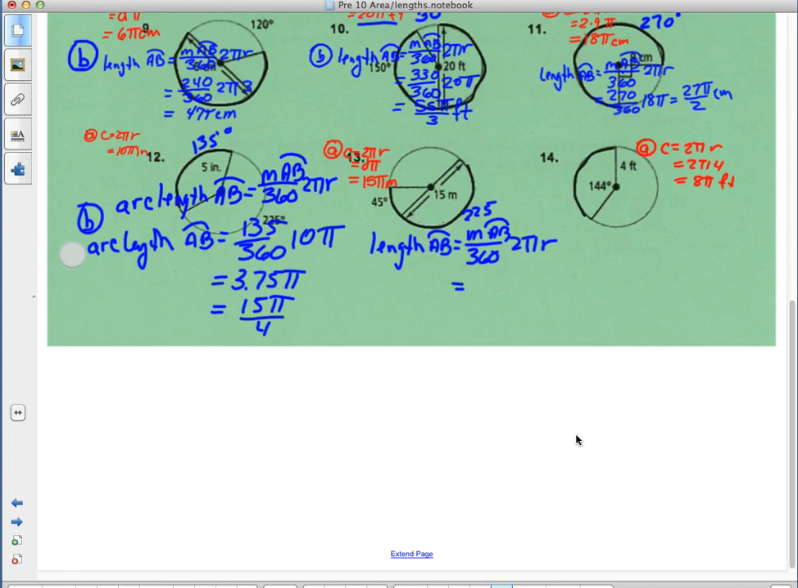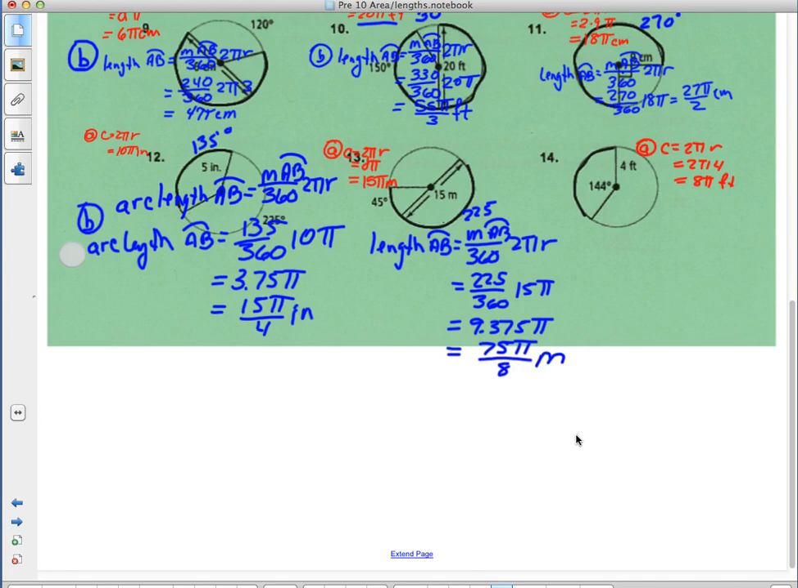Okay, so the measure is 225 over 360, and I've got 15 pi. So I've got 225 divided by 360 times 15, and that's going to be 9.375 pi. But I've got to put it in fractions. So I've got 75 pi over 8. Notice I'm not rounding those to the 10th or 100th because they terminate. So I have all my values there, and this is in meters. Oh, and the one previously was in inches.